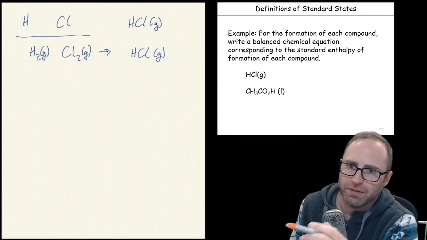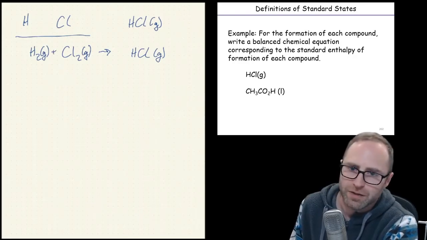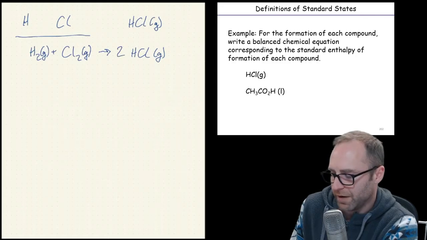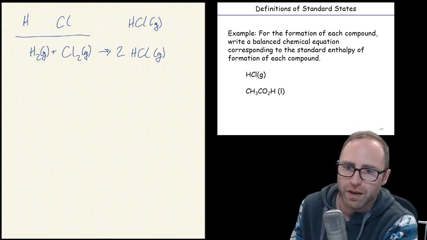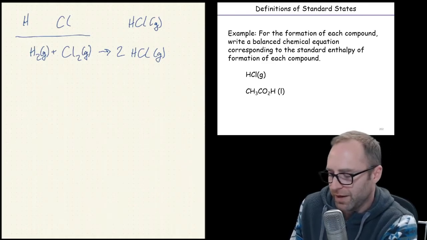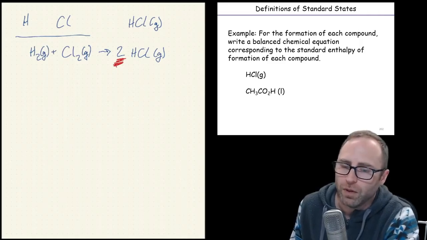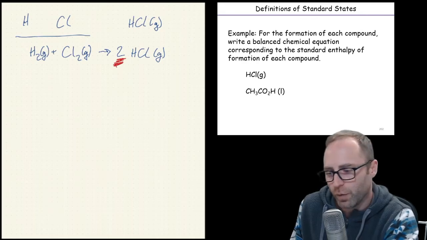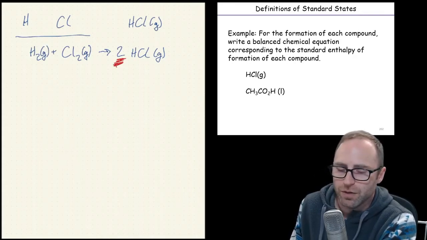If we look at the equation that I've just written up, H2 plus chlorine diatomic, Cl2, going to form 2HCl. Balance the equation, everything looks normal. Trick is, by having this 2 out in front, we now do not have 1 mole of our product being formed. We have 2 moles of product being formed. And for that enthalpy of formation, we need only 1 mole of product being formed. What's the easy way to get rid of that?